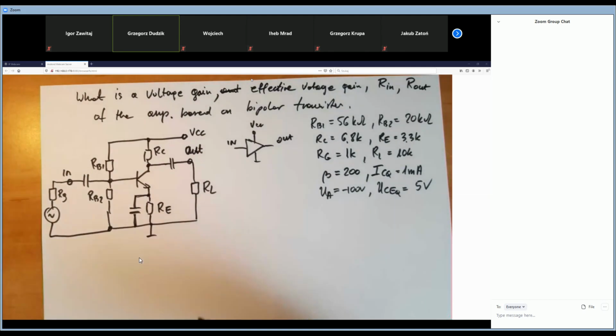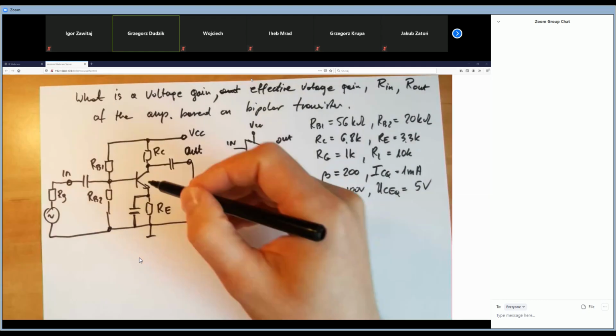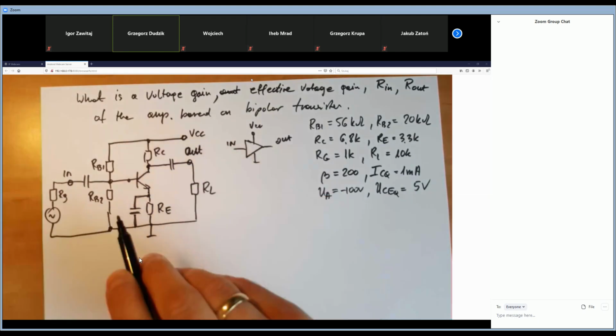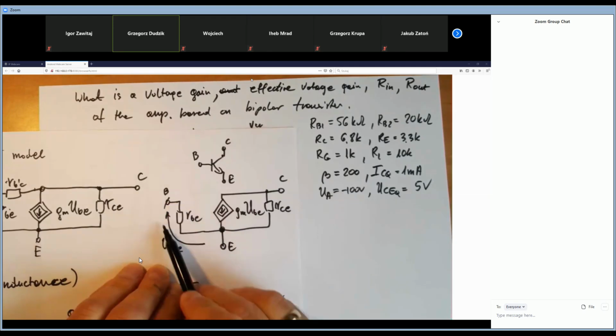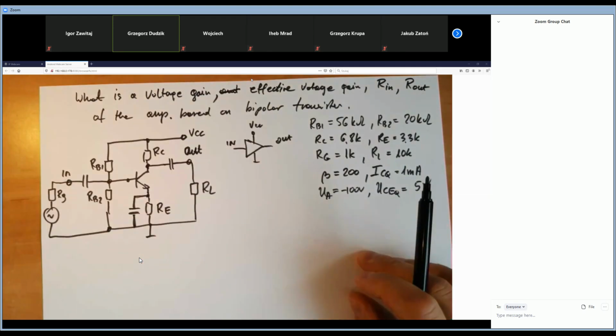How can we solve it? How can we make this AC analysis? First of all, we have to redraw this circuit for the AC signal. What does it mean? We have to take the transistor and replace it with the hybrid pi model, this one. Okay, so let's make it.